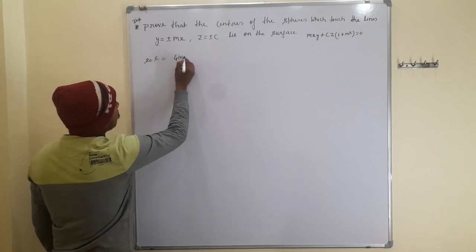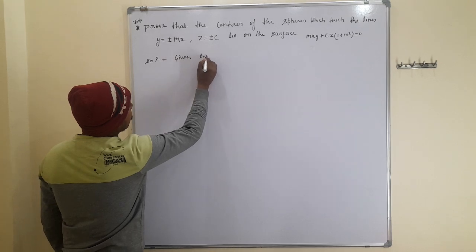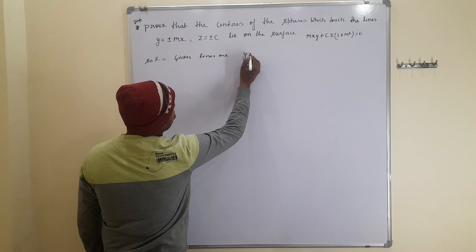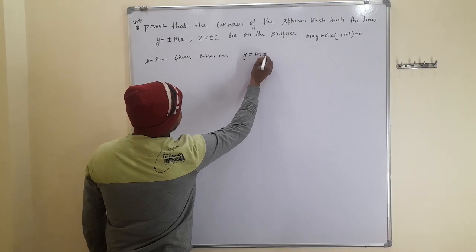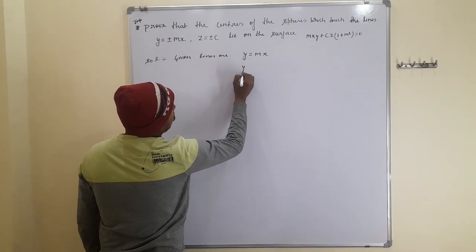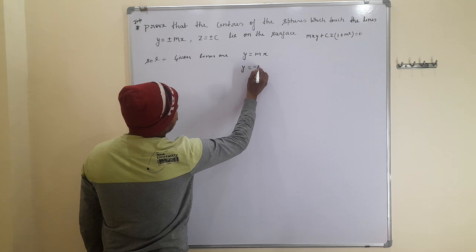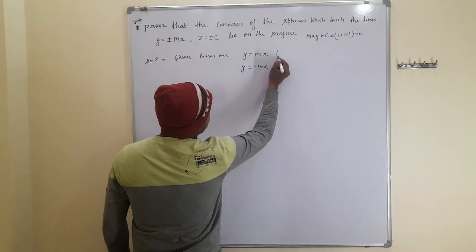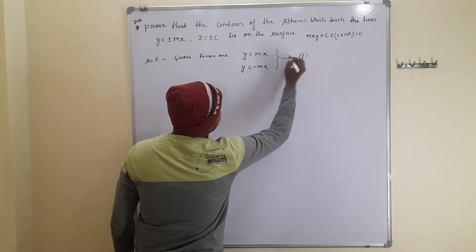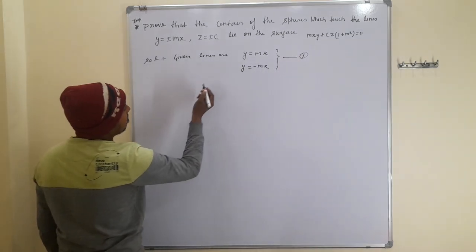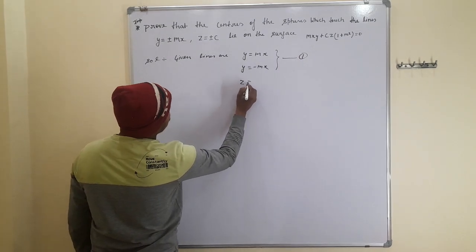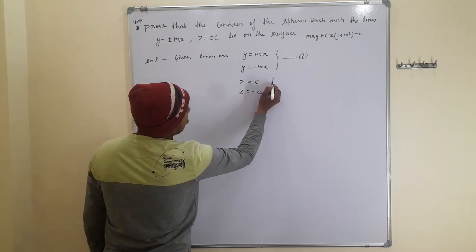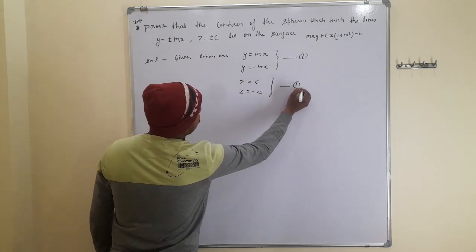Given lines are y equals mx and y equals minus mx, that is y equals plus or minus mx. This is equation 1. And the second line is given by z equals c and z equals minus c. This is the second line.